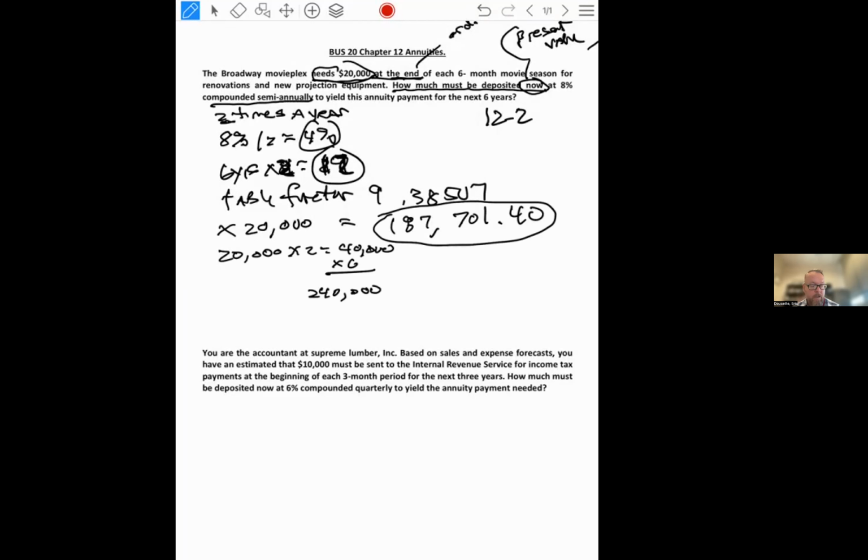So that would be the present value of that 240,000 that they need. Is there any more to that question? Oh no, this is not a Sienna question. All right, next question. Any questions on that? Does that make sense to you guys?